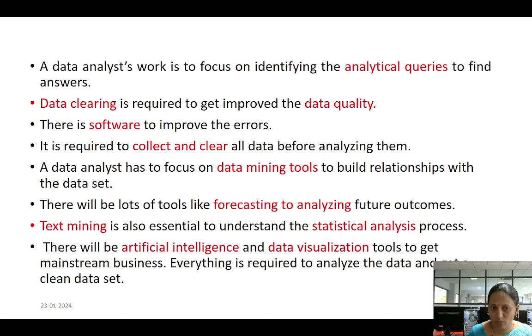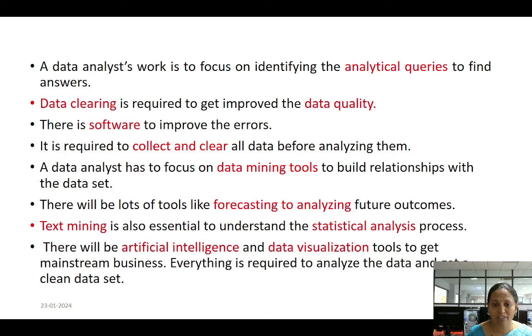There is software to fix the errors which come up when collecting data, and to collect and clear all the data before analyzing it, because that may create a problem further after collection of the data. Then the data analyst has to focus on data mining tools, where we use certain clustering and classification methods, so that the data is filtered or mined out with respect to the problem definition.